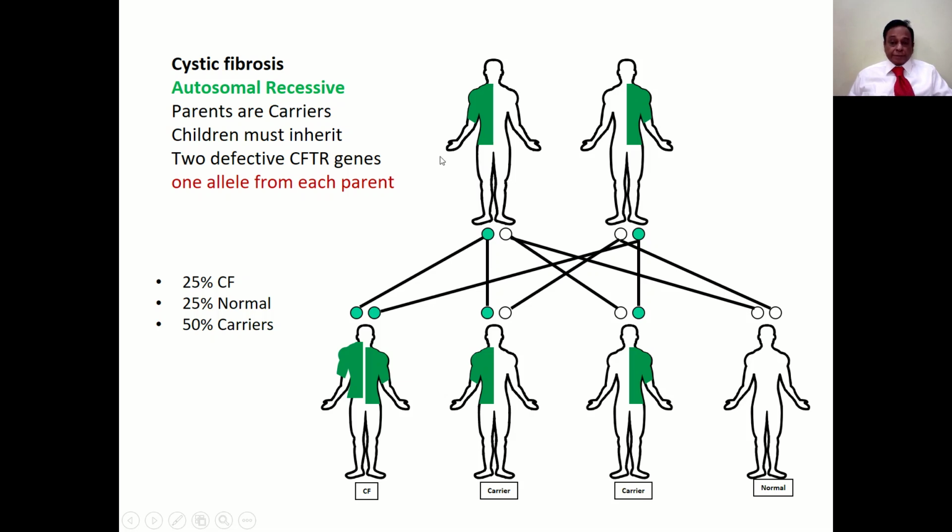So if anybody asks, I am having a child with cystic fibrosis, you cannot totally say no, don't go for pregnancy. In the next pregnancy there is a 25% chance of becoming normal, or even 50% of being a carrier. So you have to give proper advice.